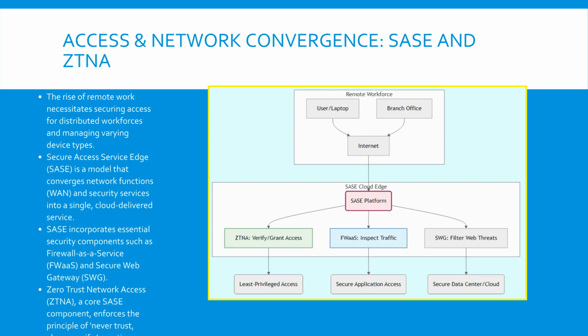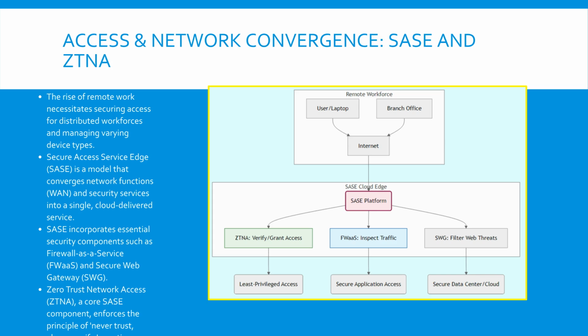Critical security tools delivered through SASE include Firewall as a Service, which is essentially a cloud-native firewall, and the Secure Web Gateway, which filters malicious web traffic. Central to SASE is Zero Trust Network Access, or ZTNA. ZTNA ensures that no user or device is trusted by default, strictly verifying their identity and device health before granting the absolute minimum access required for their task, known as least privileged access.